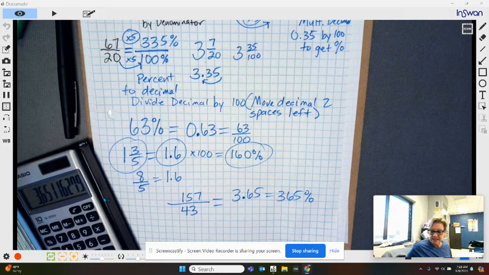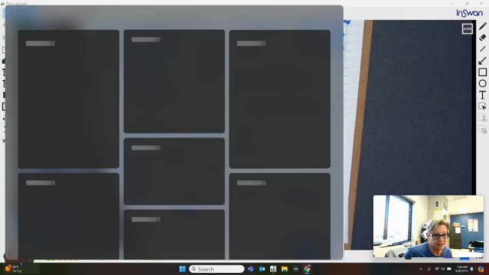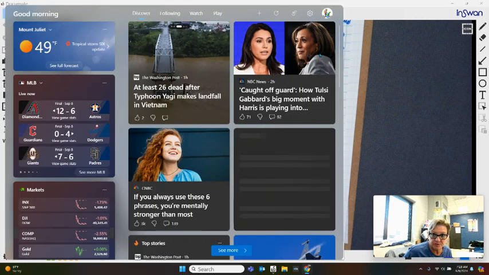So lots of ways, pretty easy to do. You just have to set them up and look at what you have and think about how to convert between the two values.